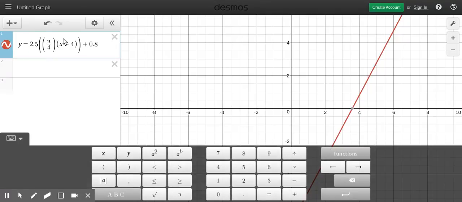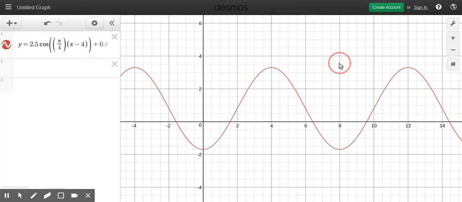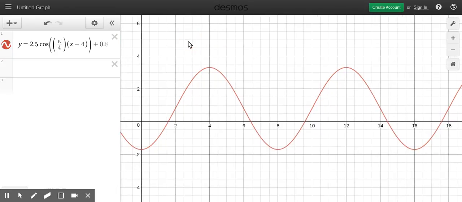Oh, and I forgot my cos. Alright, so if we have a look at this, we start at our minimum of -1.7, which is what we wanted. We've got our maximum of 3.3, so there's a difference of 5, and then it takes 8 seconds to complete a full turn. So we're happy that that is our curve.